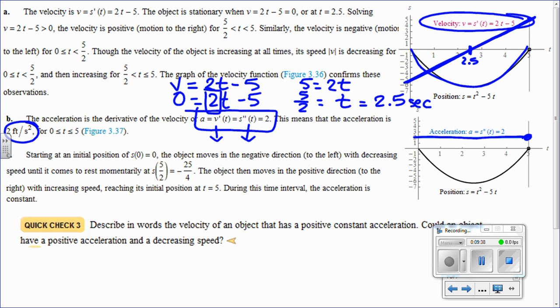The graph doesn't move. Okay. So let's see. Look at the position. Was the position ever negative? I mean, ever positive? No. The position was negative the whole time. But when was it the most negative? It was -6, right? At right here, 2.5 seconds.